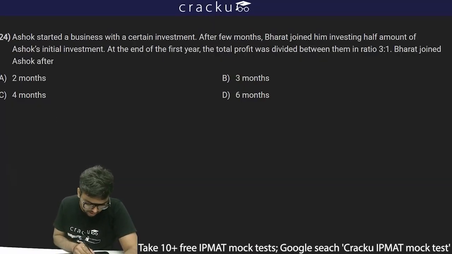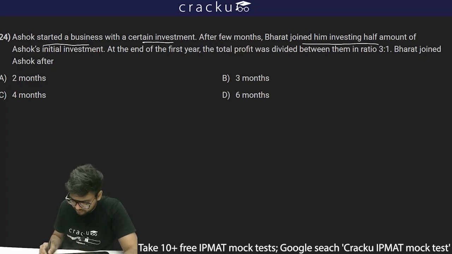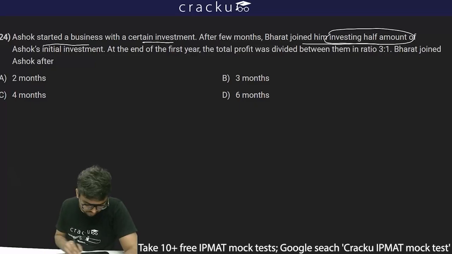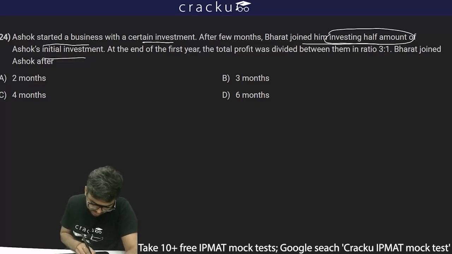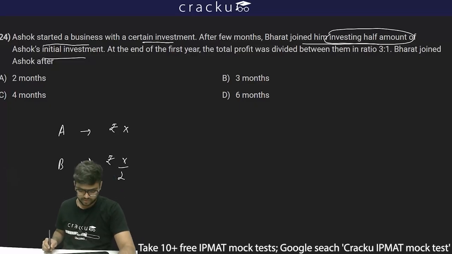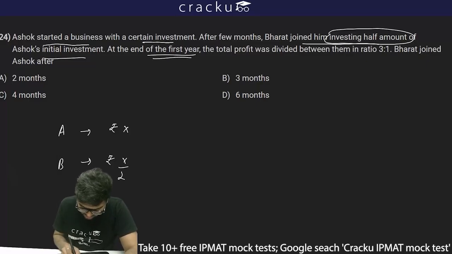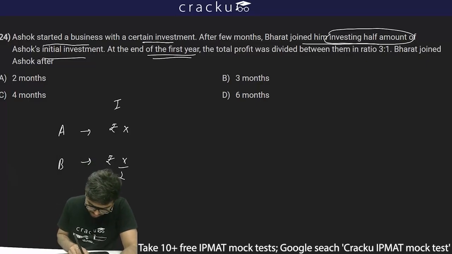Next question is given: Ashok started a business with a certain investment. After a few months, Bharat joined him, investing half the amount of Ashok's initial investment. So let's say Ashok invested rupees X and Bharat invested rupees X by 2 because it is half of the amount invested. At the end of the first year, Ashok has invested for 12 months.